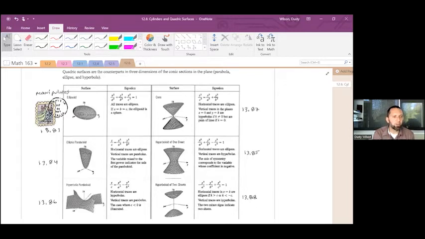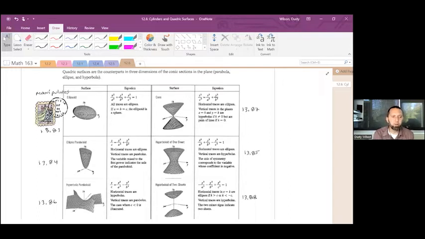We have the elliptic paraboloid, which has an equation such as z over c equals x squared over a squared plus y squared over b squared. Here, the horizontal traces are ellipses, the vertical traces are parabolas. The variable raised to the first power indicates the axis of the parabola.